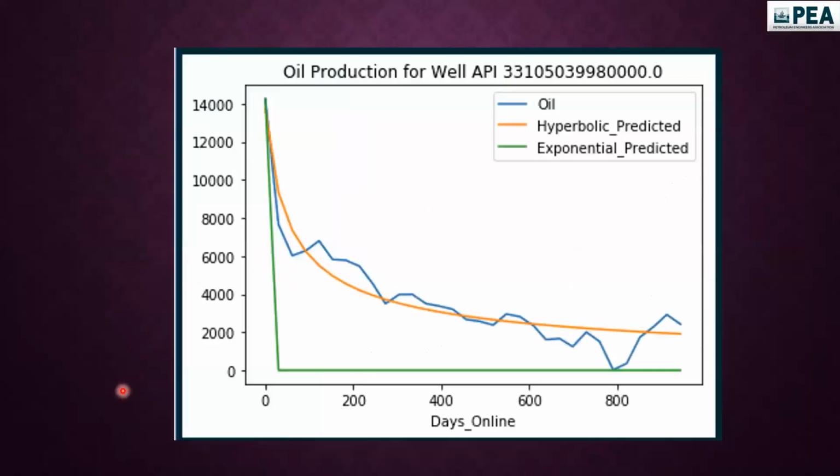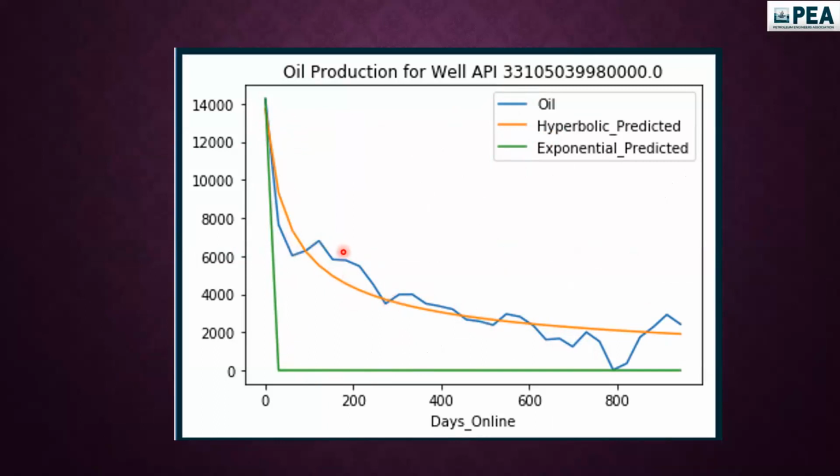So this is how the equations are. And if you see, this is how production decline curves look. The original values are in blue color. And the fitted curves are: hyperbolic is the orange curved line, and exponential is the green one. But you can clearly say that the orange one is almost touching most of the points.